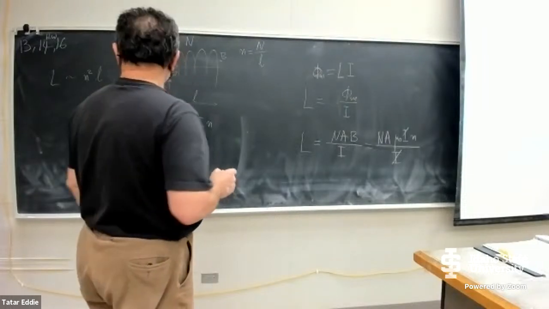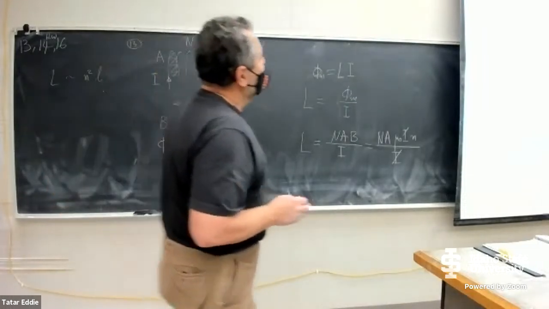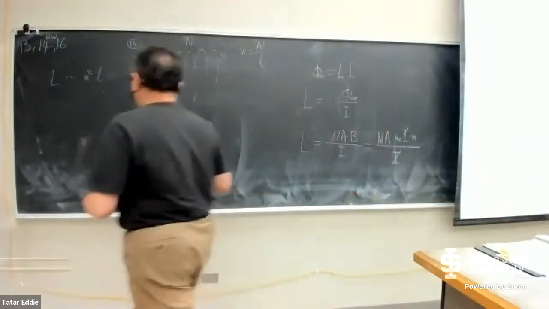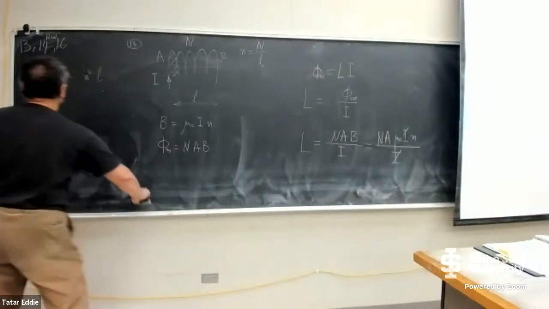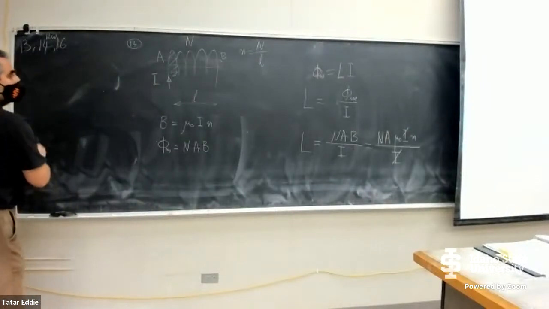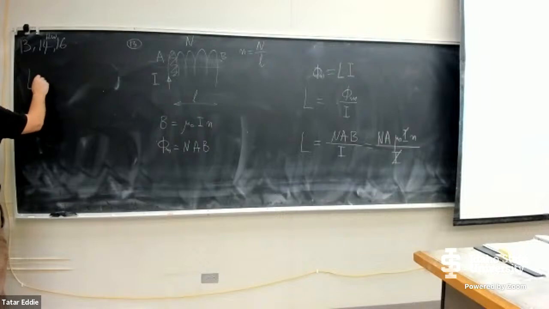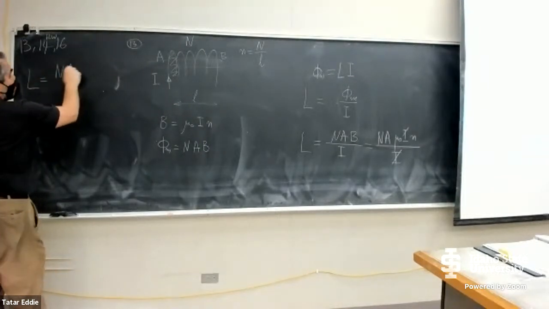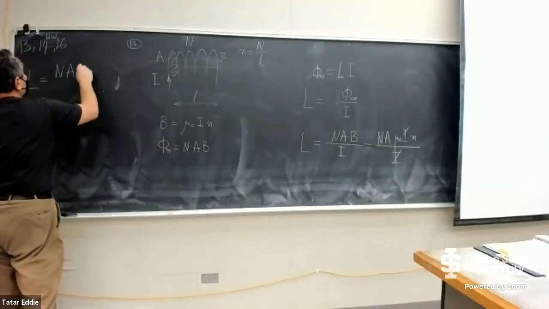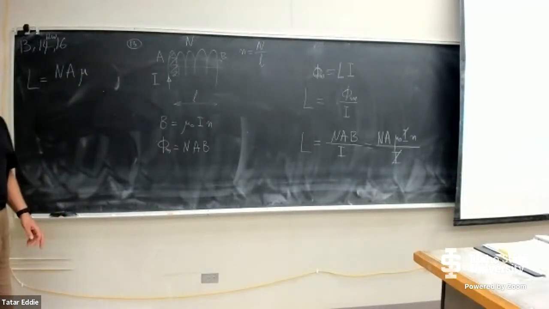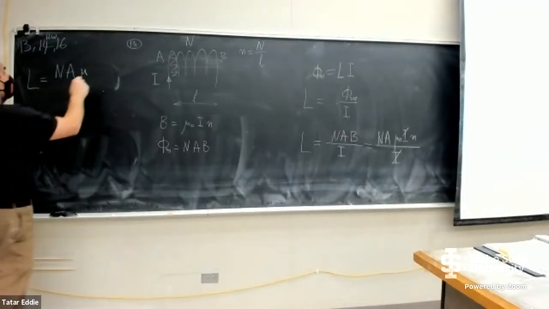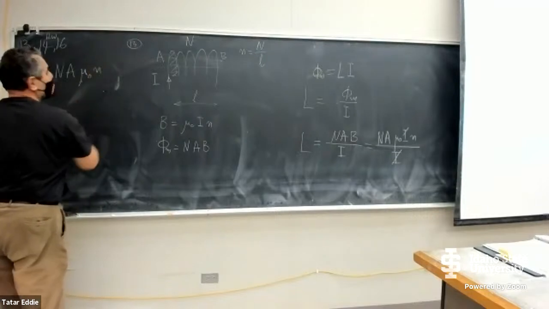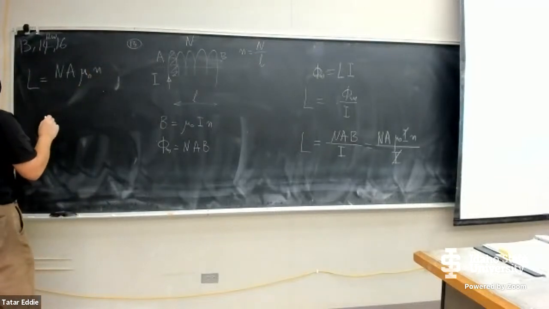The current cancels out, and now we have the formula. So the formula for the inductance of a solenoid looks like this: the number of turns times cross-sectional area times magnetic permeability of vacuum mu naught times the number of turns per unit length, and that's it.